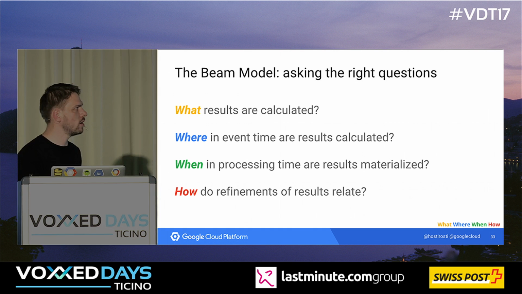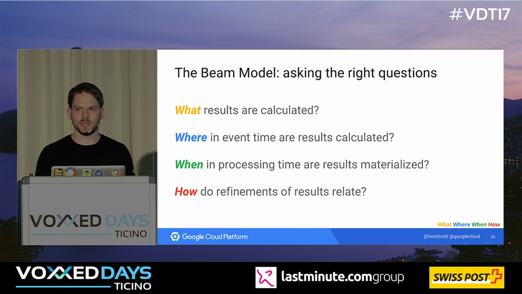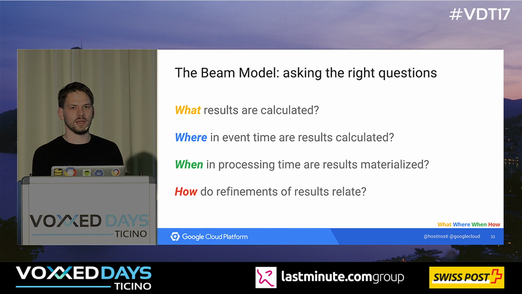Next is where in event time do you want to calculate your results? The where is basically how you construct your event time windows. For instance, I want the team scores for everybody between 12:01 and 12:02. So a 1-minute window, and I want to know who was the best in that window.